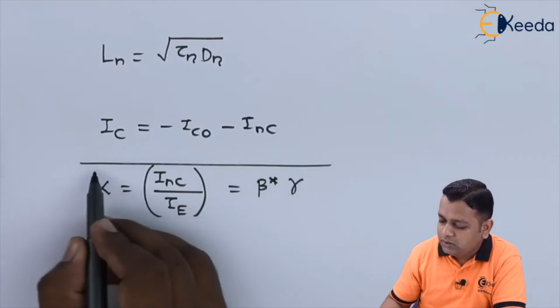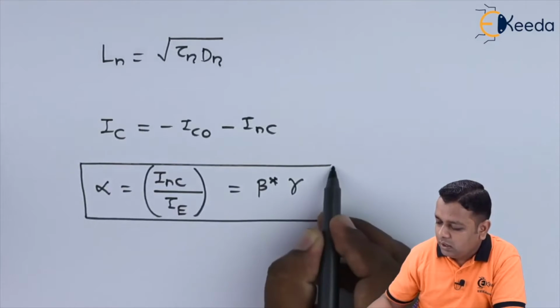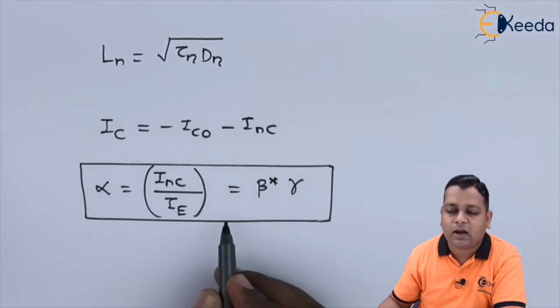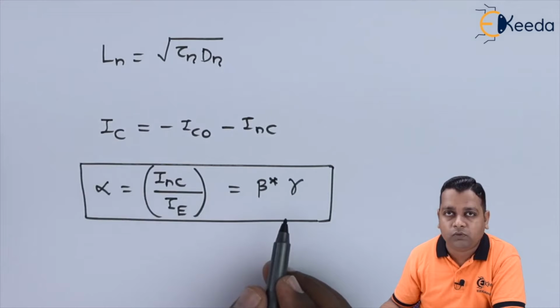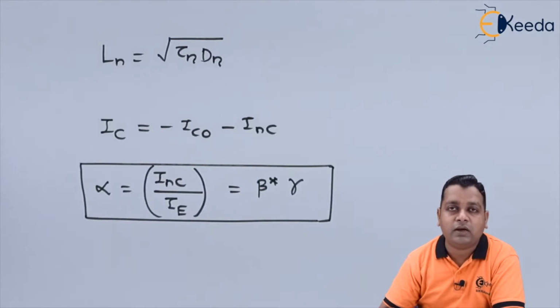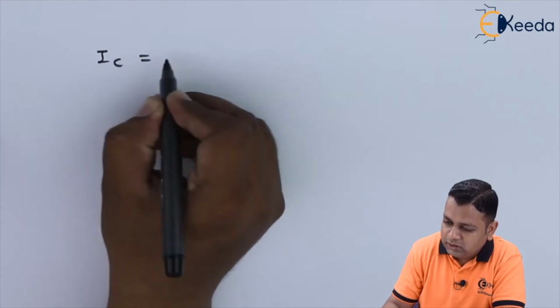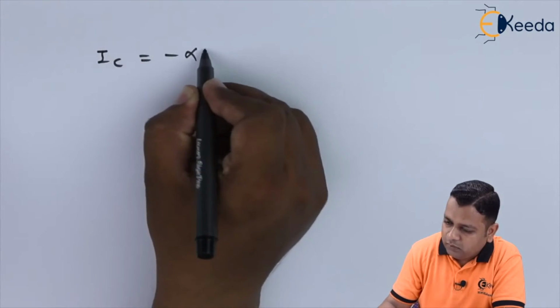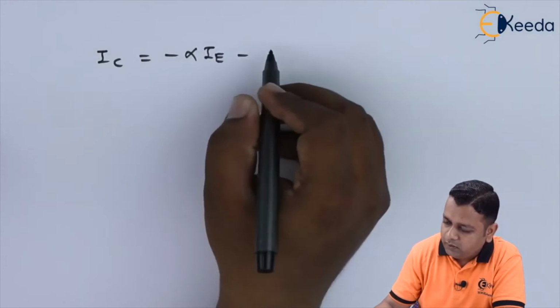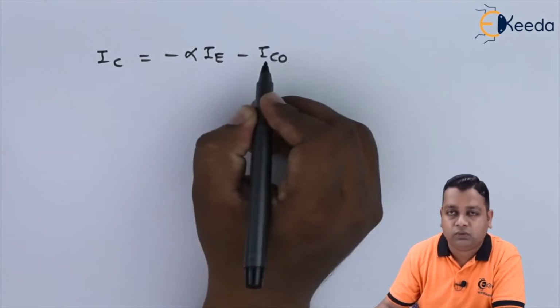So here I outline this relationship between the alpha, beta asterisk and the gamma, which will be very helpful in further derivations and solving the problems associated with this particular topic. Now considering the bipolar junction transistor operation in the normal mode, we can express the collector current IC as equal to minus alpha times IE minus ICO here.